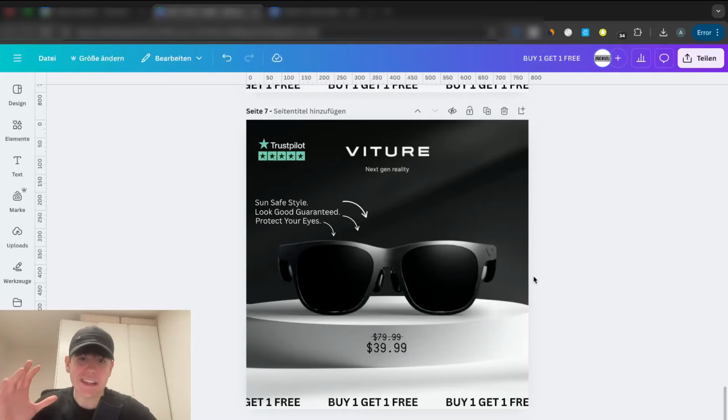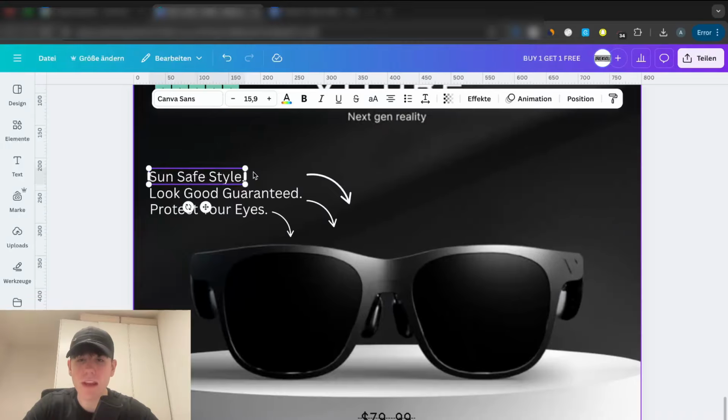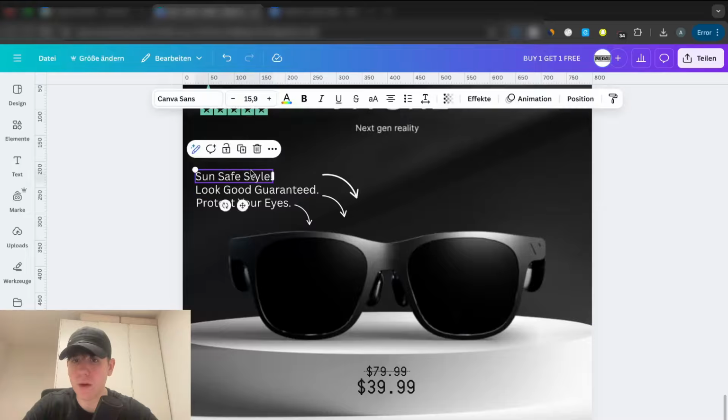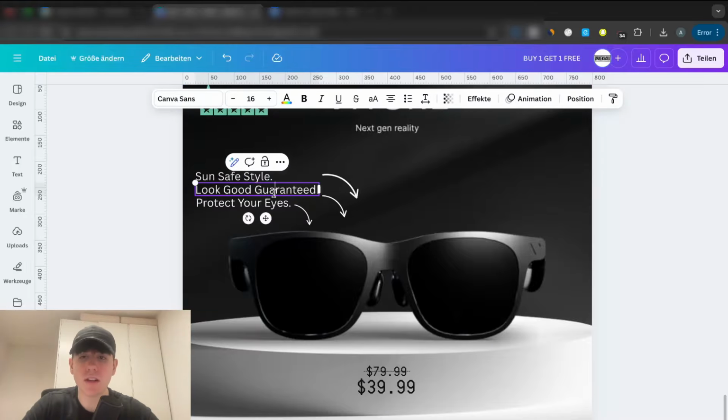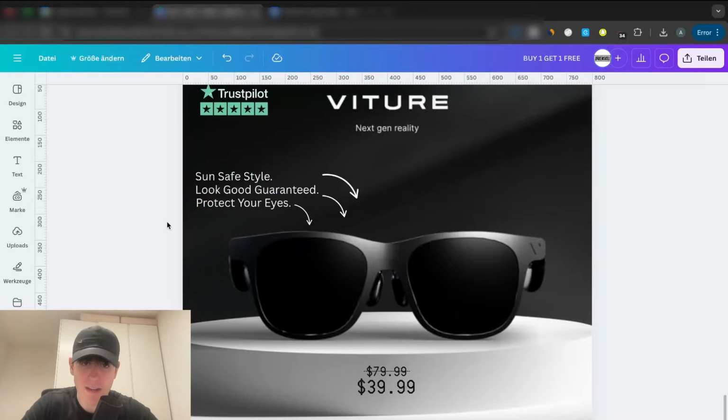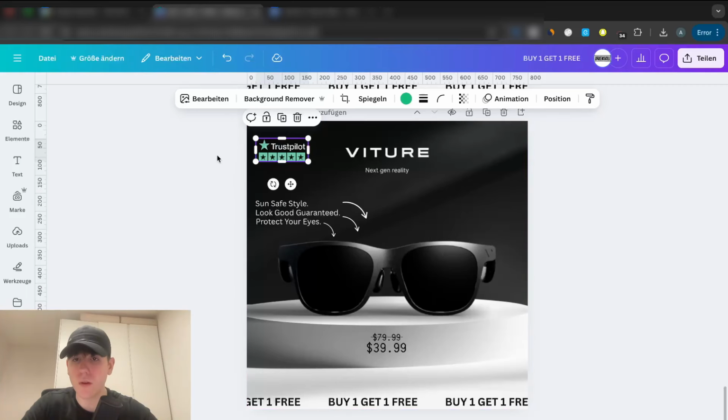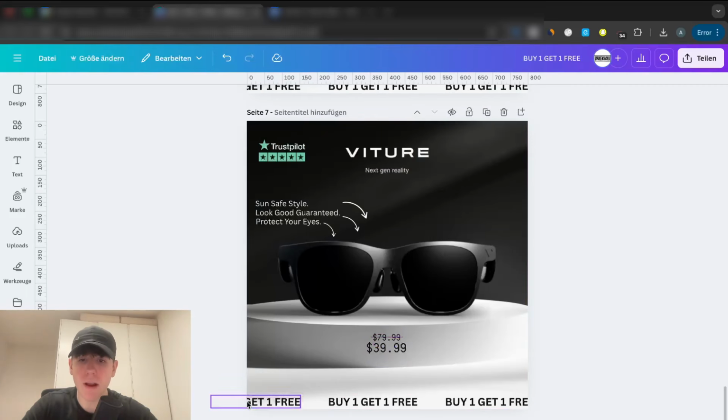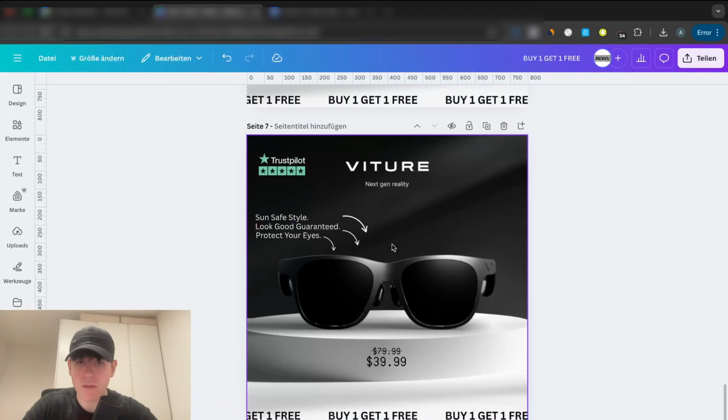But now we have objection handling. So this is like the hardcore, most disqualifying, crazy concept ever that you can imagine. This one here has 3 objection handles that people might have. We have sun safe style, we have look good guaranteed, and then we have protect your eyes, okay? Including all the social proof, we have the logo, we have the price tag, we have the offer, and we have the product focused visual.